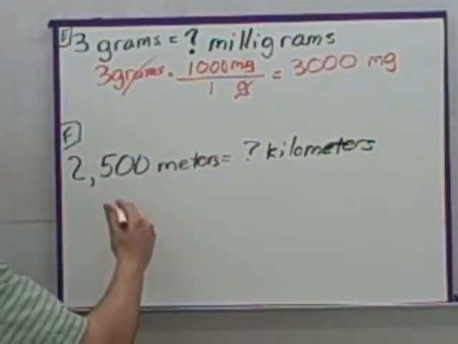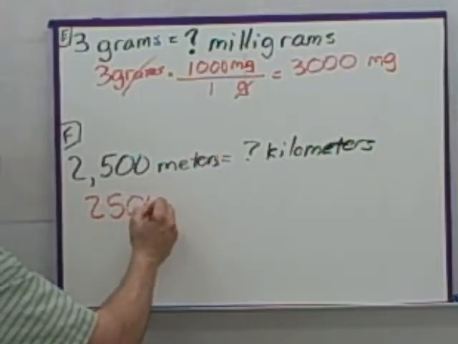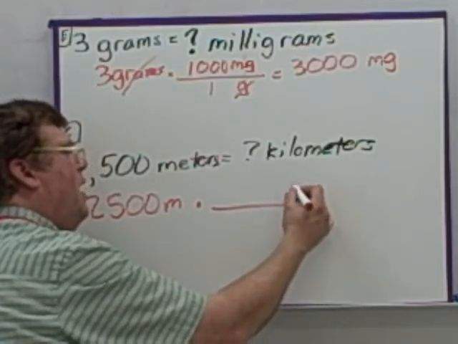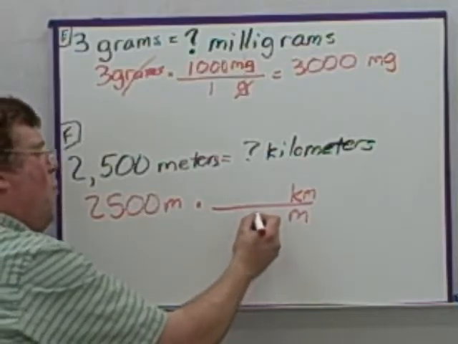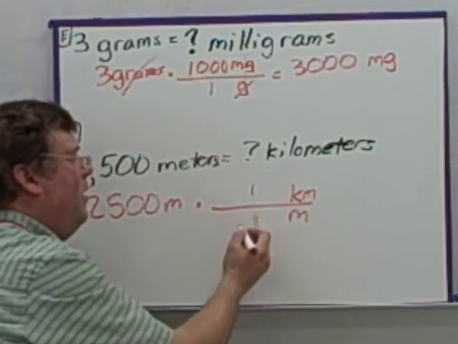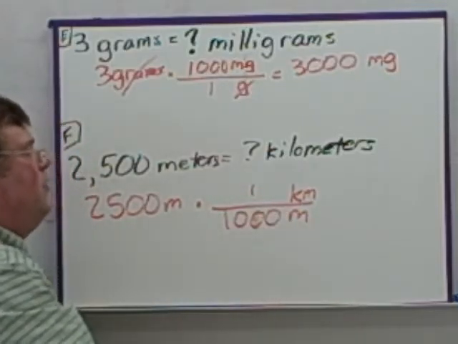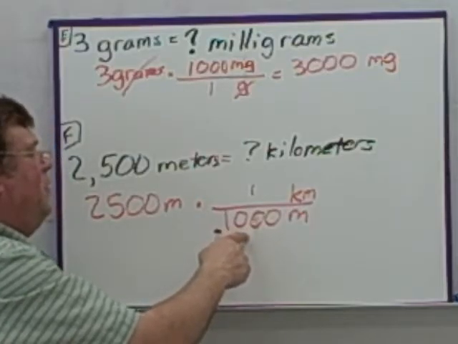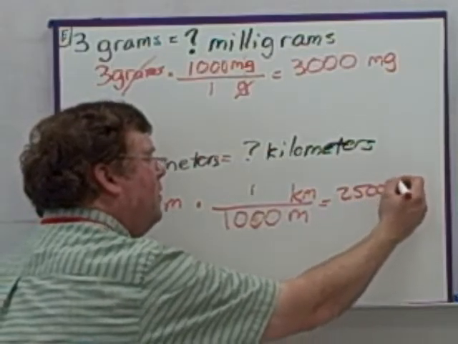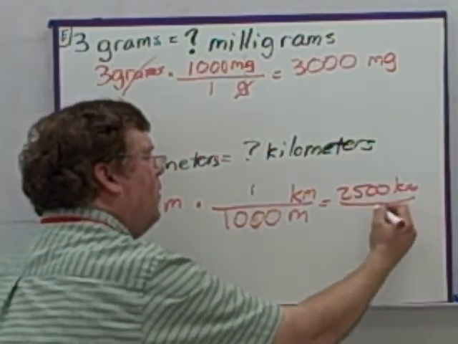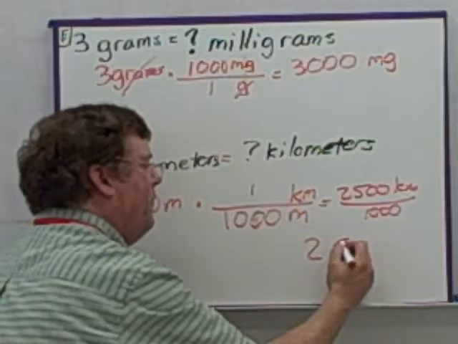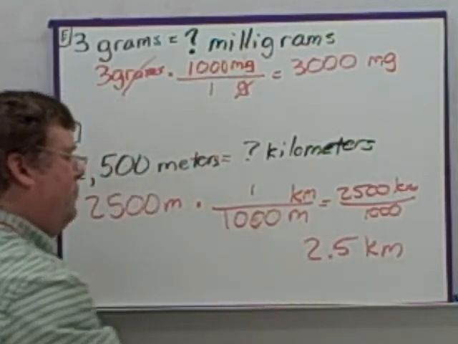2,500 meters equals how many kilometers? 2,500 meters times something that has meters on the bottom, kilometers on top. According to the FCAT reference sheet, 1 kilometer is equal to 1,000 meters. 1 kilometer, 1,000 meters. So we're going to multiply here, and we end up getting 2,500 kilometers over 1,000. You do the dividing, you end up getting 2.5 kilometers.